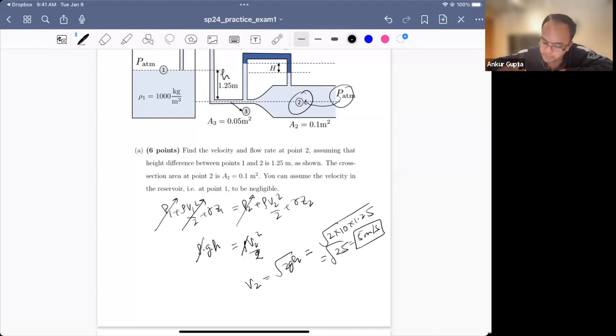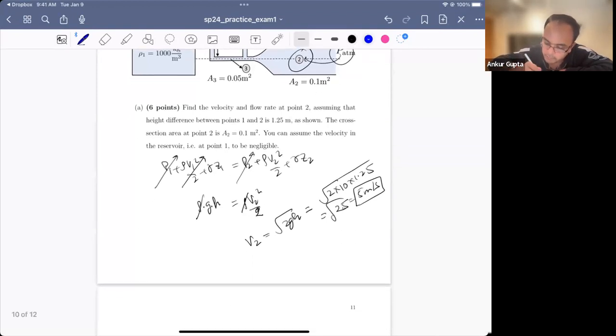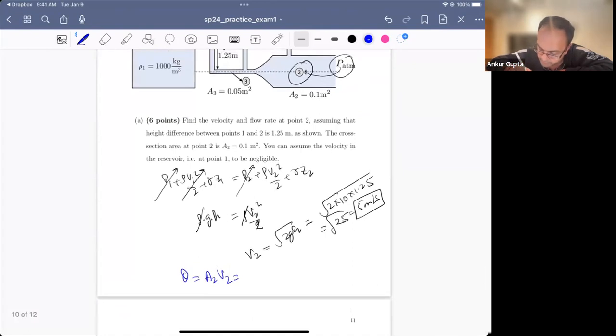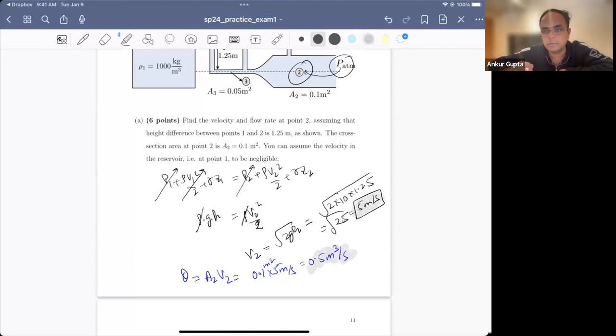All right, now flow rate has also been asked. Q is equal to A2 V2. A2 is given to be 0.1, times 5, and this is meter square, so it becomes 0.5 meter cube per second. So we have the answers: 5 meter per second, and 0.5 meter cube per second. Should be hopefully clear. Okay, straightforward.